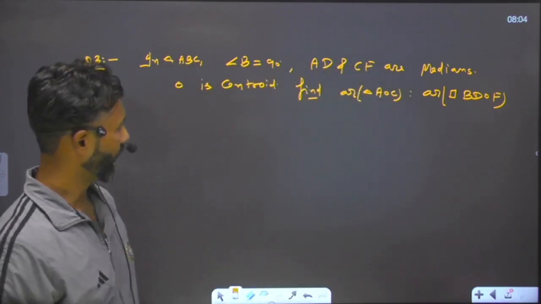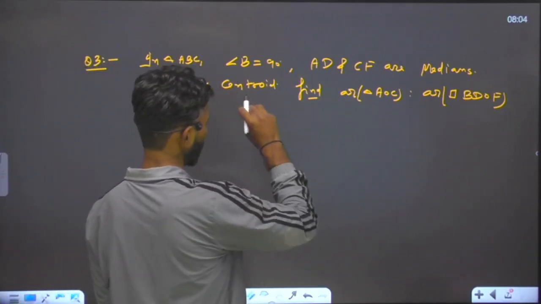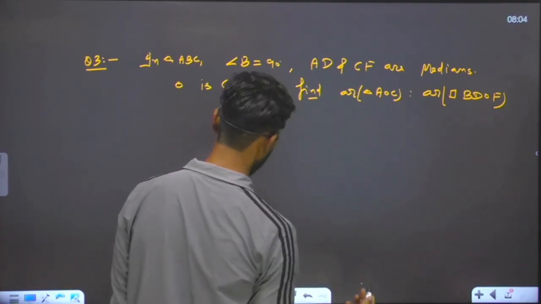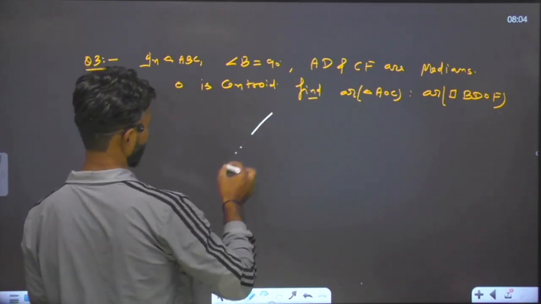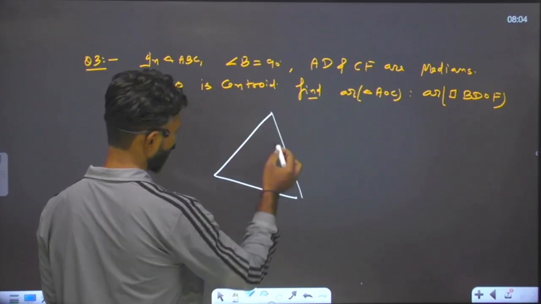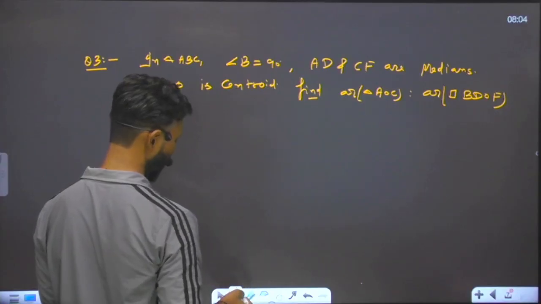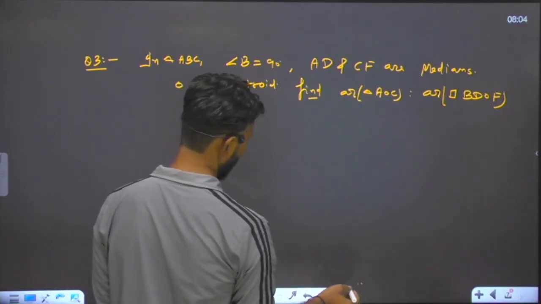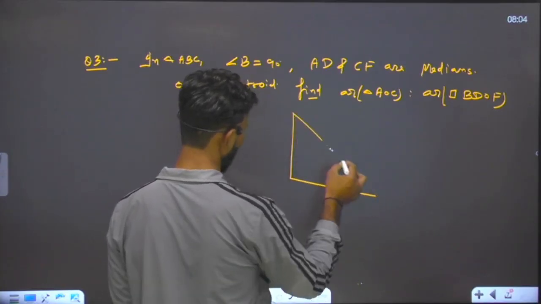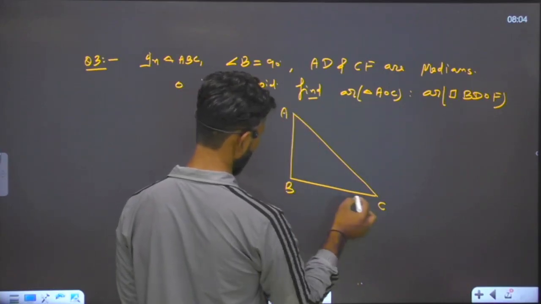Understand that? Now, I am constructing a triangle based on the information provided in the question, just to simplify the question. This is quite an easy approach. According to the information, the triangle is a right angle triangle. So this is the right angle triangle, and angle B is equal to 90 degrees.